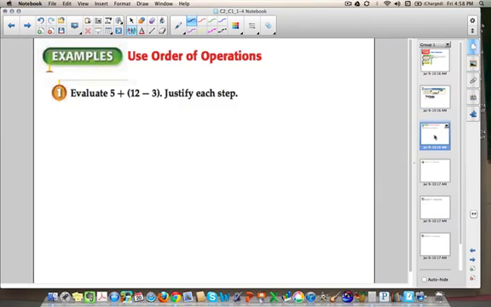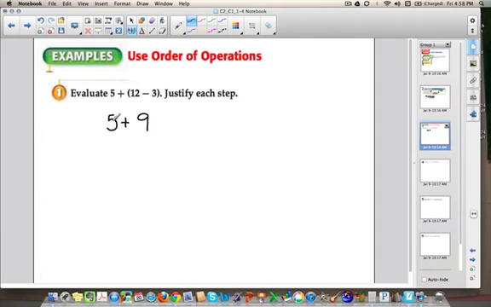So let's try a few examples. Here's our first one. 5 plus parenthesis 12 minus 3. So the order of operations says that we're going to do our parentheses first. So that means 12 minus 3. 12 minus 3 is 9. And then I'm going to bring down anything else that I haven't done, and I'm going to write it down. So that means we haven't done the plus and we haven't done the 5. So I'm just going to write those things down.